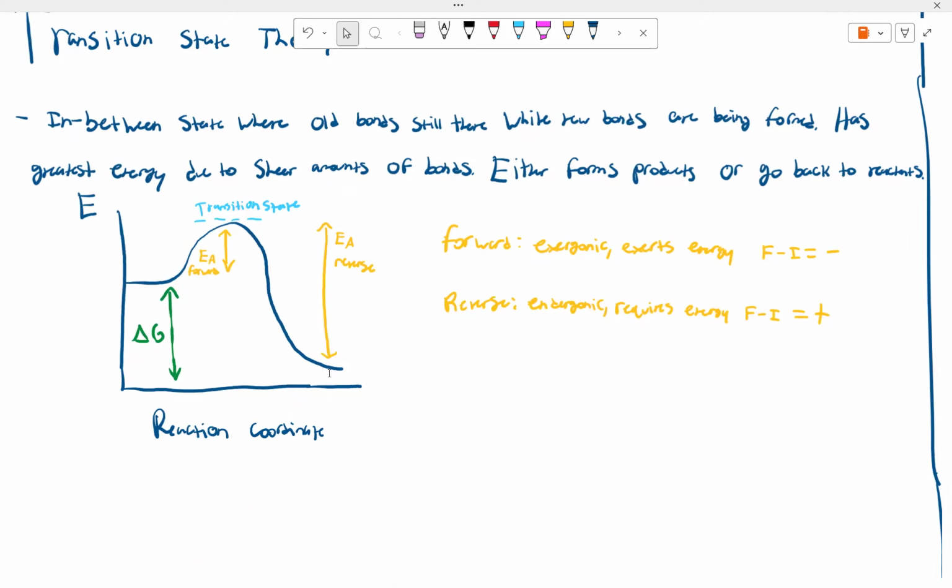But it makes sense that if you have to add energy into a reaction, then it's going to be slower. It's not going to be spontaneous because you have to add that in. Whereas if you exert energy, that means that you don't need to have a lot of energy added. It's releasing it. Everything's all happy. That's how I like to think about it, at least.